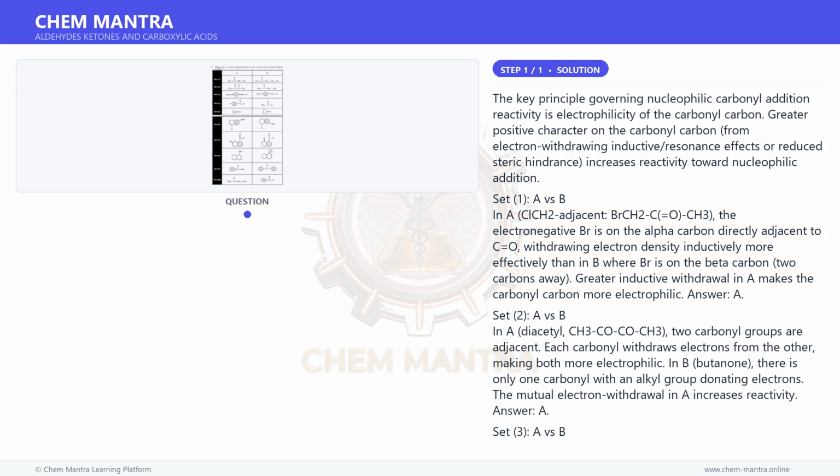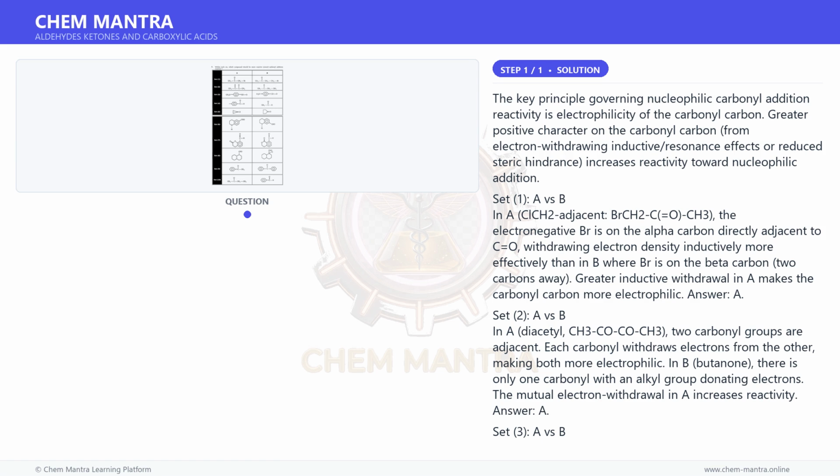In A, ClCH2 adjacent, BrCH2C=O CH3. The electronegative Br is on the alpha carbon directly adjacent to C=O, withdrawing electron density inductively more effectively than in B, where Br is on the beta carbon, 2 carbons away. Greater inductive withdrawal in A makes the carbonyl carbon more electrophilic. Answer A. Set 2, A versus B.